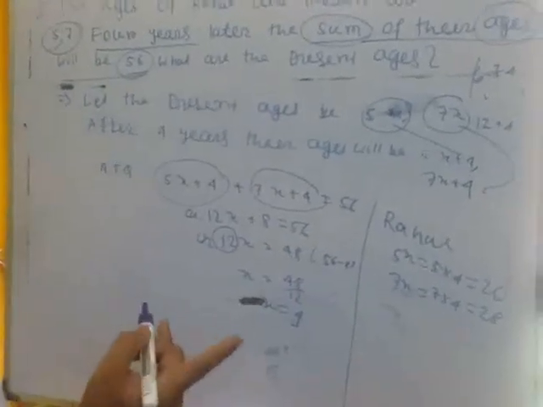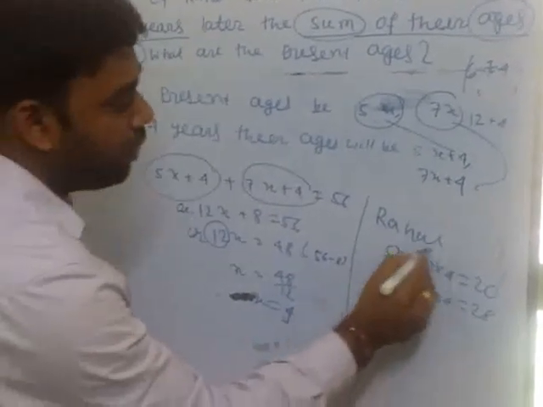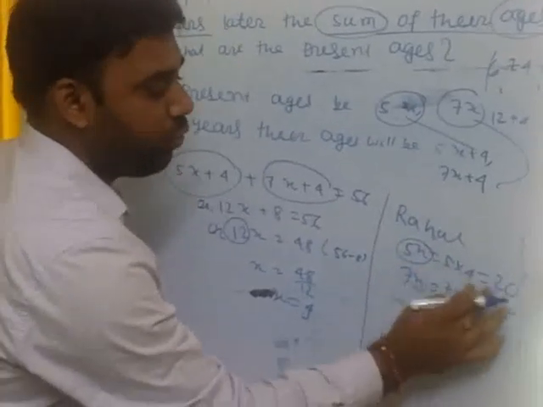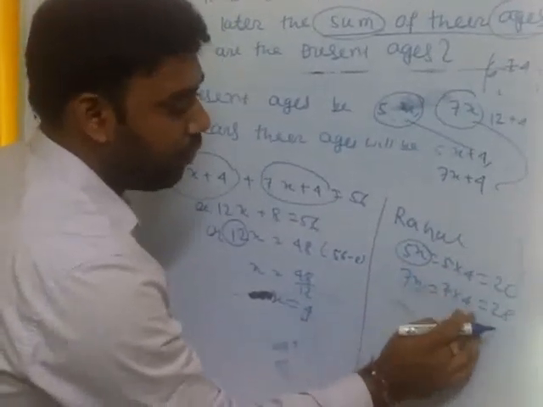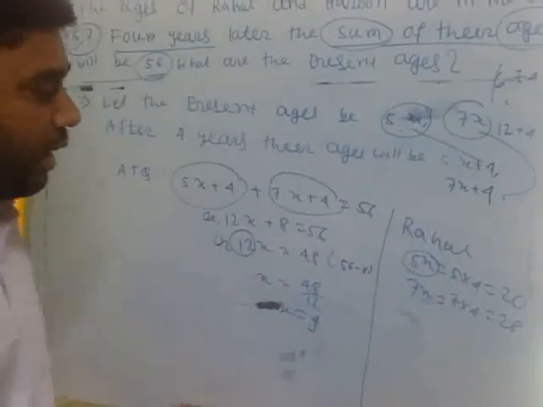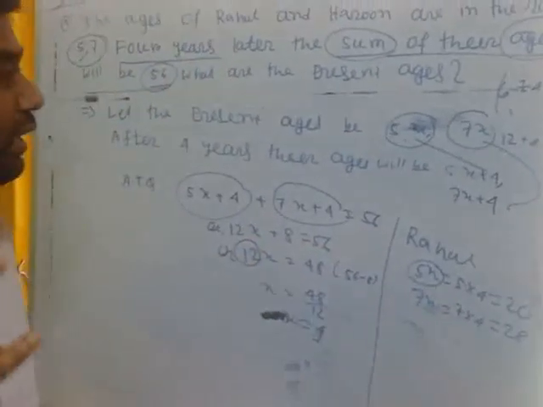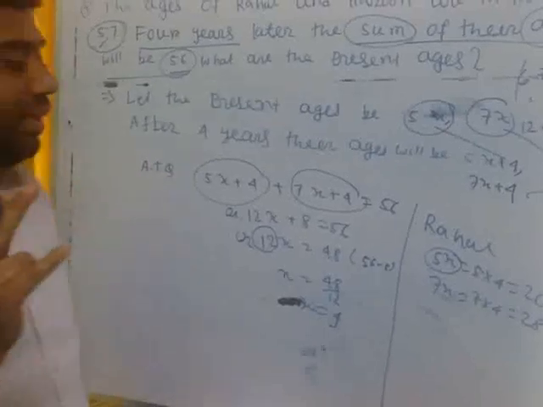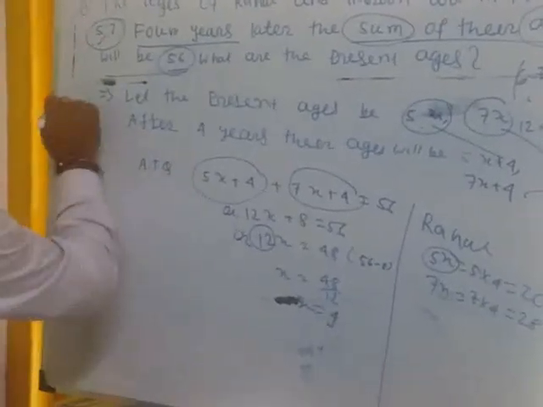x equals 4. If x equals 4, Rahul's present age is 5x, that is 5 into 4, 20, and 7x, 7 into 4, 28. So their present ages: Rahul's age is 20 years and Harun's age is 28 years.